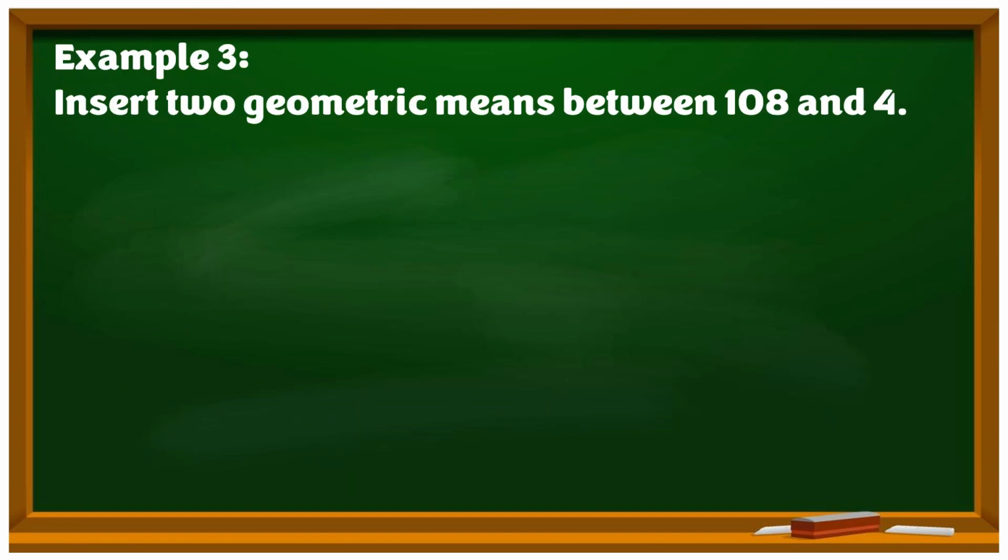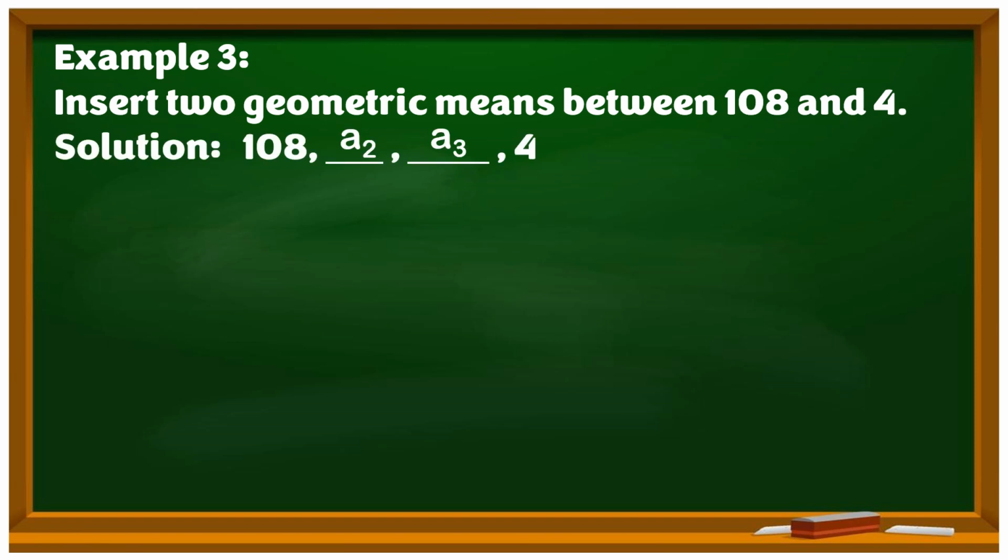For example number 3, insert two geometric means between 108 and 4. So for the illustration of the given problem in example number 3, we have 108, a sub 2, a sub 3, and the last term is 4. So the two geometric means that will be inserted between 108 and 4 are a sub 2 and a sub 3.